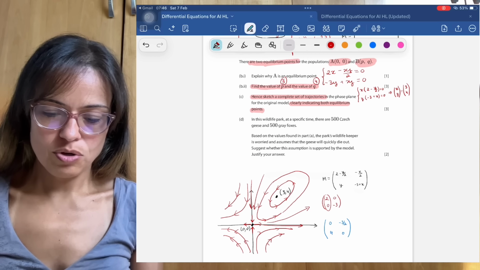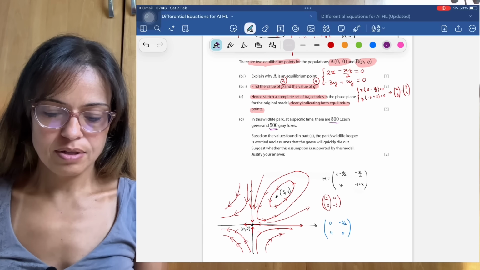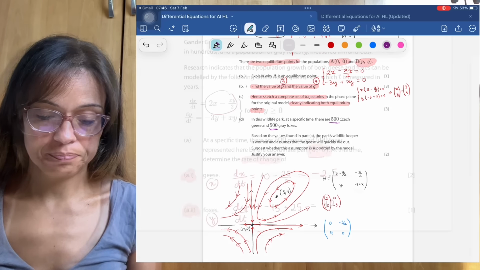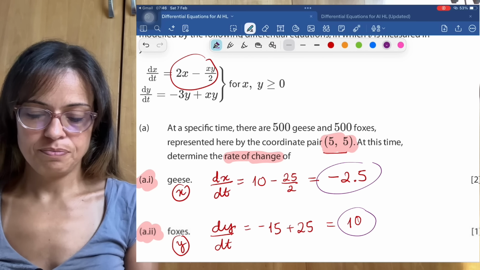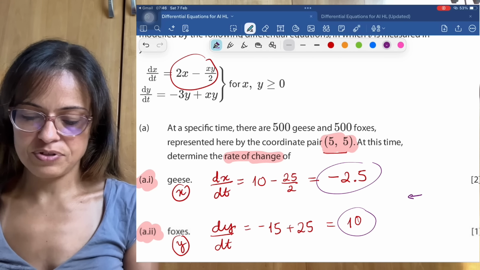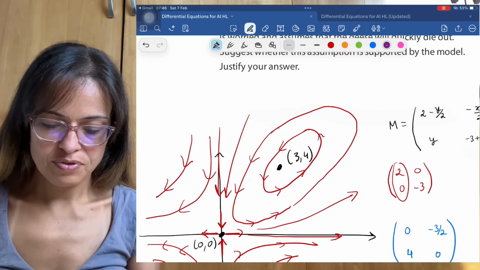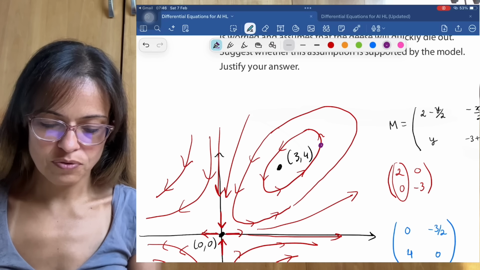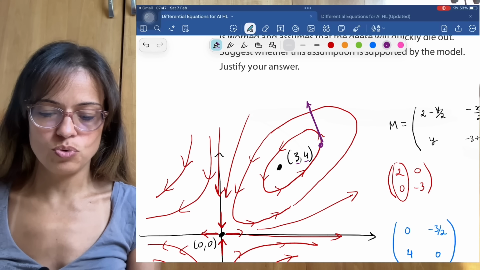The last question here was just asking about the initial conditions that we had, which was (5, 5). Remember that at (5, 5), we had this derivative going to the left and up, a lot more up than to the left. So (5, 5) is around here, to the right of 3 and above 4. And yeah, that looks pretty much like what I drew here.